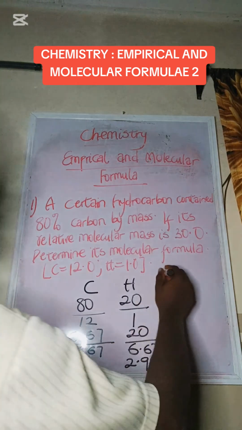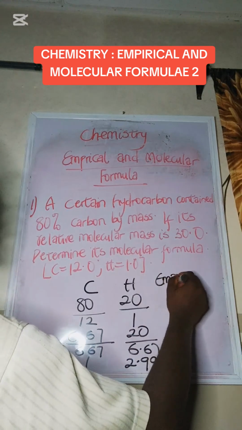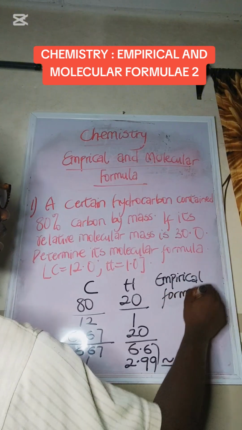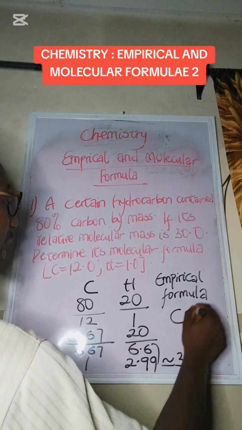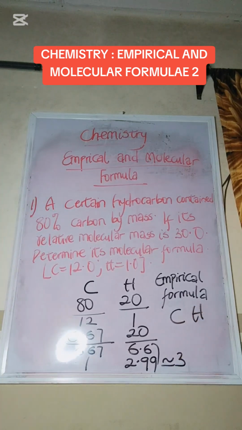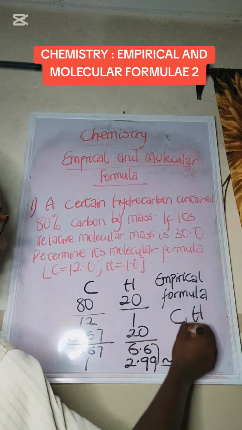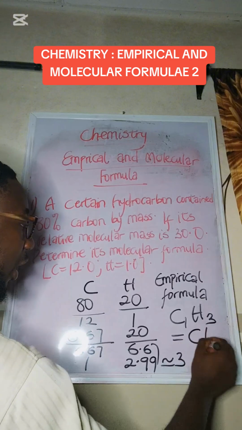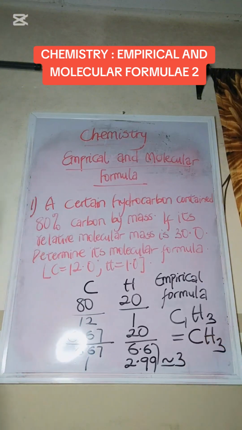So the empirical formula of the compound is going to be C1 and H3, which can be written as CH3. So the empirical formula of the compound on the board is CH3. So let's go on to solving for the molecular formula.